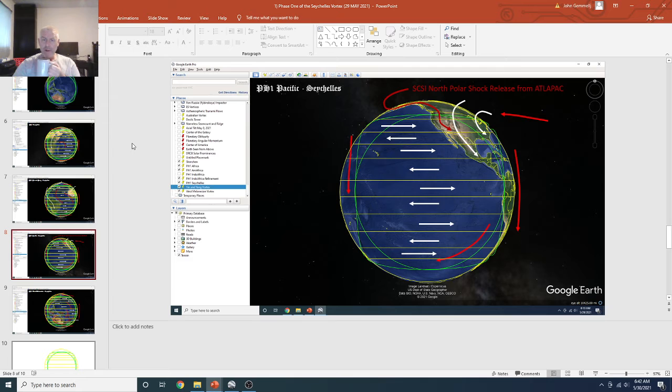Then we go down here to the next slide, and this is the Pacific Seychelles vortical rotation. And up here, red and crimson are not very different, honestly, but I used crimson to mark the SESI North Polar Shock Release from the Atlapac fracture. I'm calling it the Atlapac fracture because I followed the fracture down through the Pacific Ocean, cutting through the north, and I believe they're connected, or at least at one time they were.